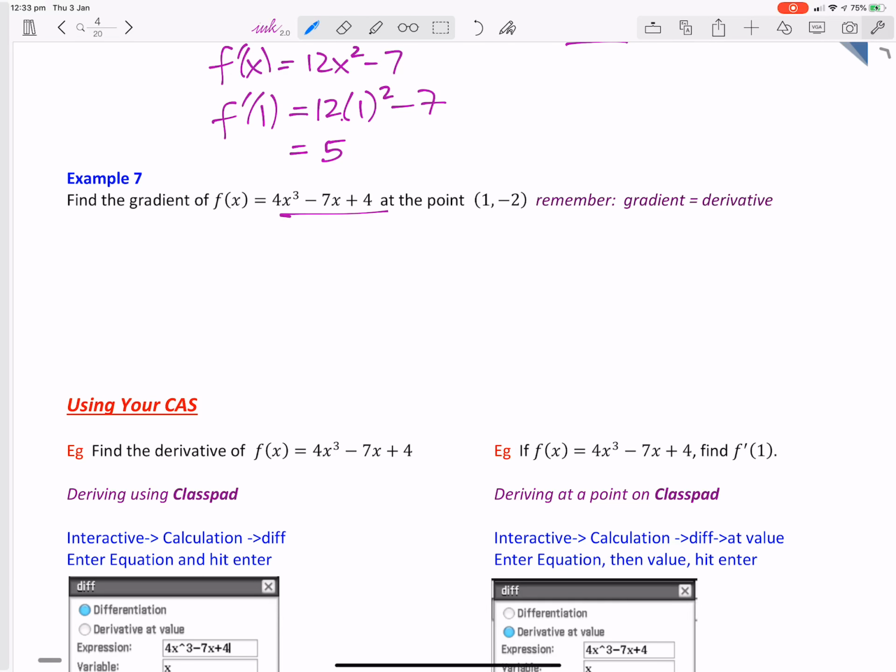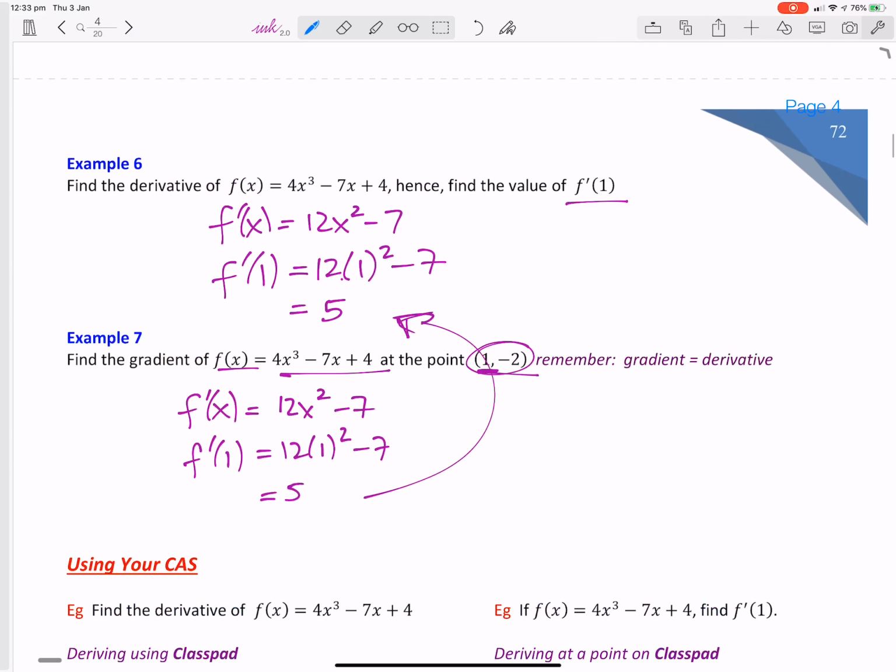Find the gradient of that at the point 1, negative 2. This is the thing that confuses people because they go, oh, hang on, how come I've got 2 values? Well, in actual fact, we just want to find the gradient, so f dash of x, which is 12x squared minus 7, and we want it when x equals 1. We only ever use x in methods, so f dash of 1, so 12 times 1 squared minus 7, which is 5. So that was exactly the same question as the previous one, just worded differently.